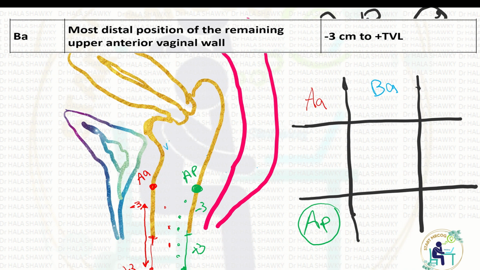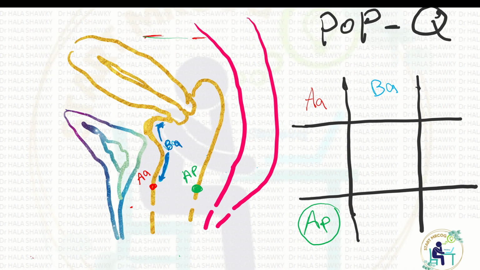So point BA lies here on the remaining part of the anterior vaginal wall. It is not fixed, could be at any point according to the degree of the prolapsed part. So the prolapsed point in the remaining part of the anterior vaginal wall could be here, or could be here, could be anywhere along this part. So it is not fixed.